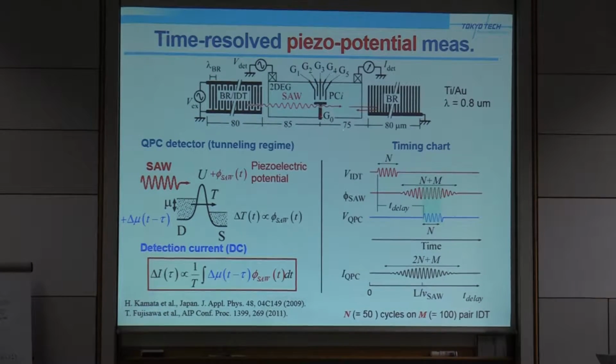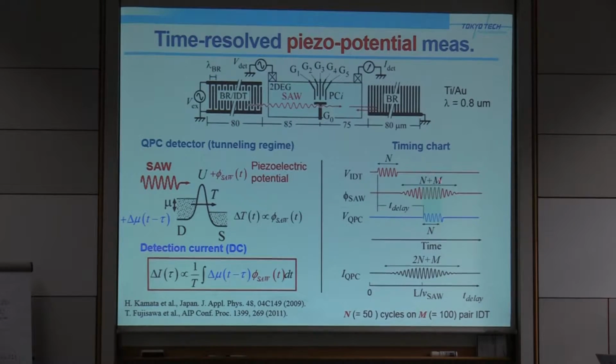potential detector. For this purpose, we applied a burst RF wave to the IDT to generate a burst surface acoustic wave, a slightly broadened surface acoustic wave burst wave. Here n is the number of periods in the burst wave, and m is the number of periods in the IDT. So in total we expect n plus m periods of burst wave in the cavity. This burst wave goes back and forth, so we detect the piezoelectric potential at each quantum point contact. We applied another burst wave to the bias voltage of the quantum point contact.